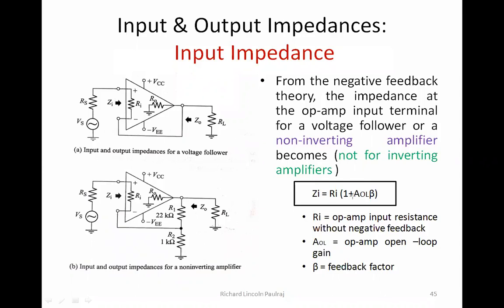So what is this AOL? We have seen this AOL is nothing but open loop gain. A is gain, OL is open loop, and beta is your feedback factor. What is the parameter of feedback factor? Most of the times this feedback factor beta is taken as 1. So I think you have seen this formula in your previous semesters or in your previous classes. Have you seen this? Maybe network analysis, you would have seen it.